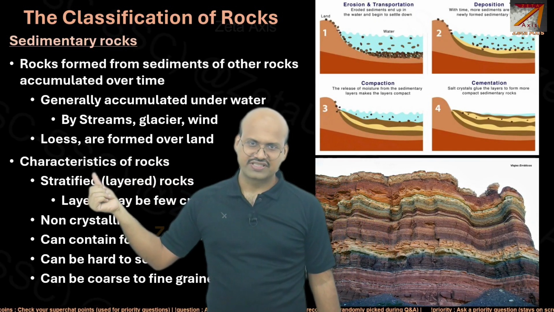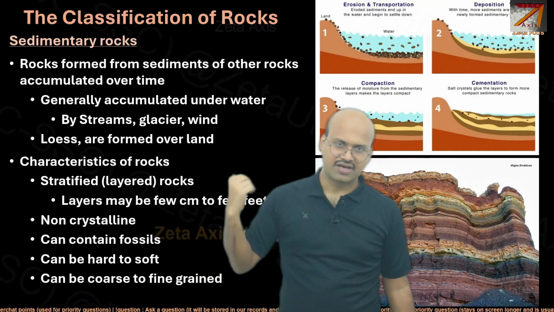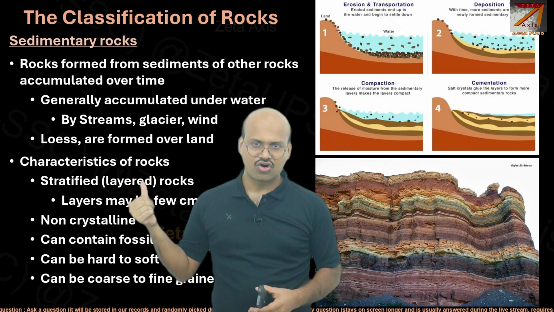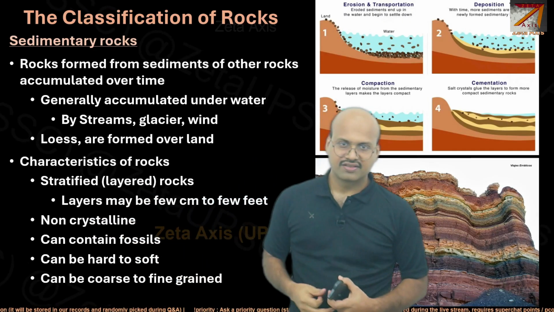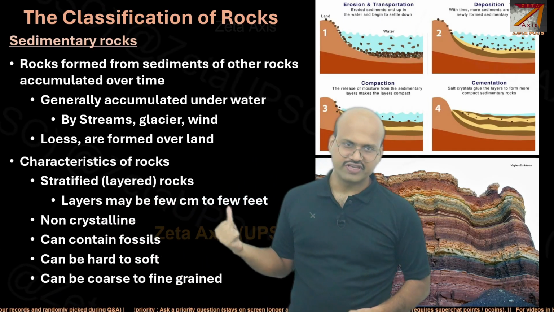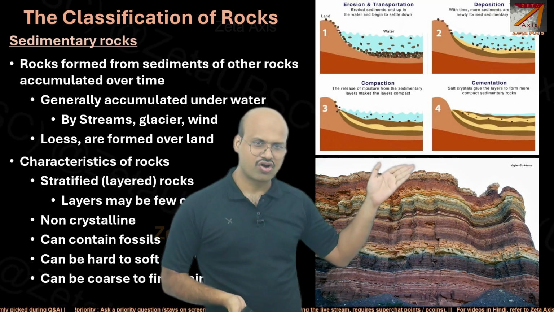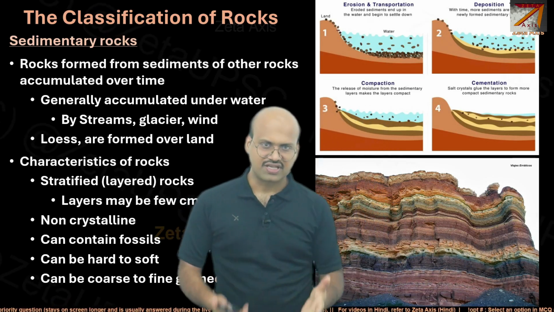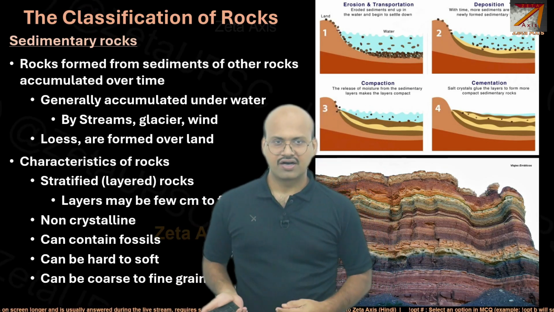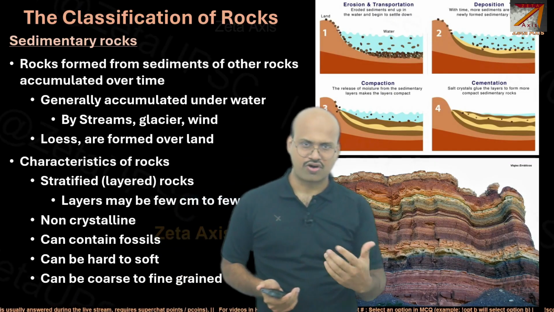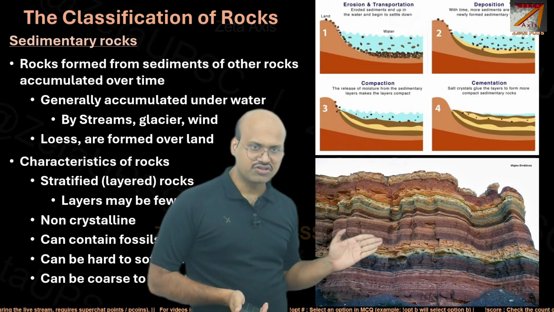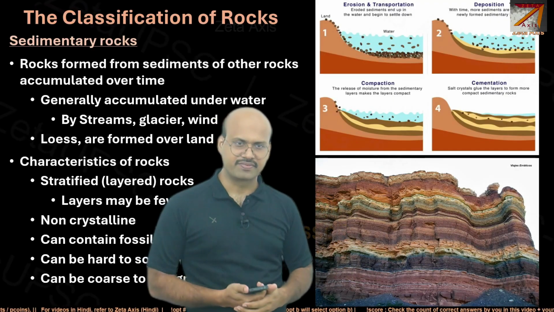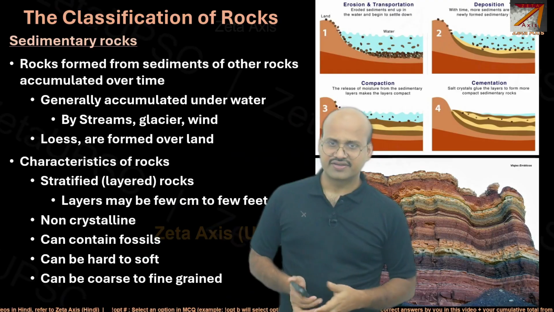Now the characteristics of the sedimentary rocks: they are layered. We have seen earlier that the igneous rocks are not layered, but here the sedimentary rocks are layered, they are stratified. Their layers could be few centimeters to few feet. We can see an example of a sedimentary rock, and each layer is pretty distinct because each of these layers was formed under different climatic circumstances, and they may have different source rocks. That is why each layer is distinct from the other layer, which is visually recognizable, and that is why it is stratified.